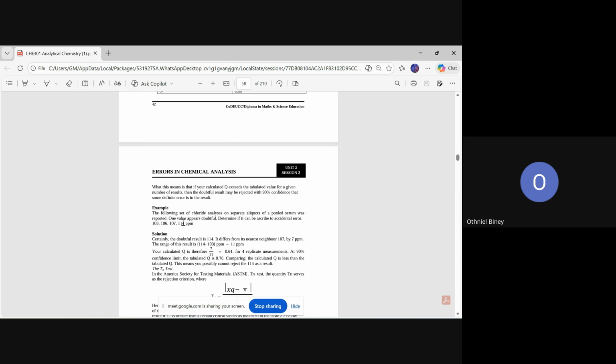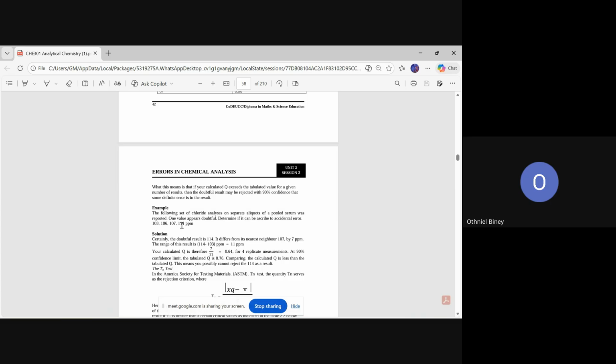Do you get it? Per the human brain, we can just assume these are maybe three values that are right from the experiment the individual did. But then we can't say for certain whether 114 should be rejected or not. That's when the Q test comes in. The Q test is going to help us determine whether or not 114 parts per million is a right reading from the experiment that was carried out. Do you understand?